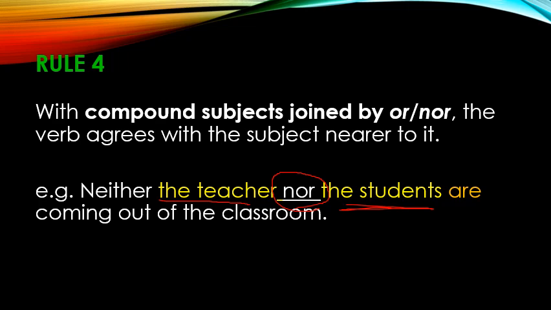In that case, which is the nearer one? Which is nearer to the verb? Now what is the verb here? Are. So the word students is nearer to the verb are. So in that case, the verb agrees with the subject that is nearer to it. Neither the teacher nor the students are coming out of the classroom. So we agreed with the subject which is nearer to the verb.